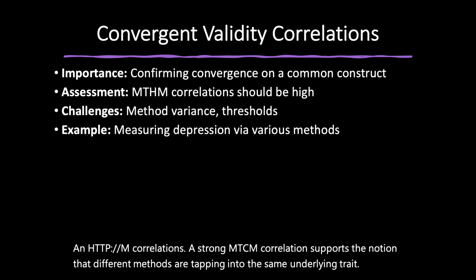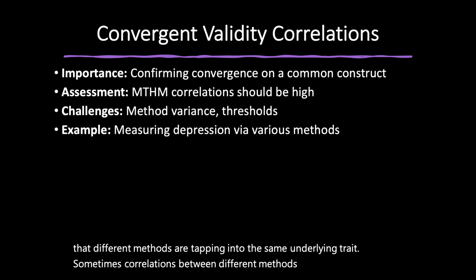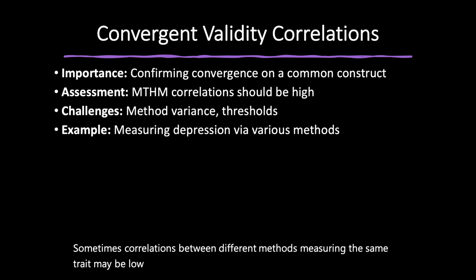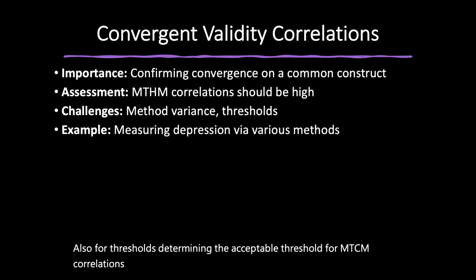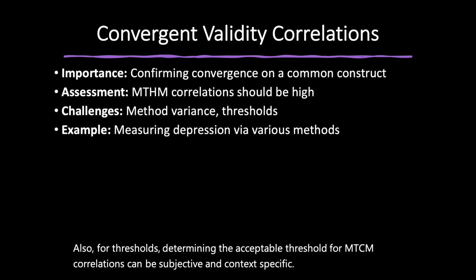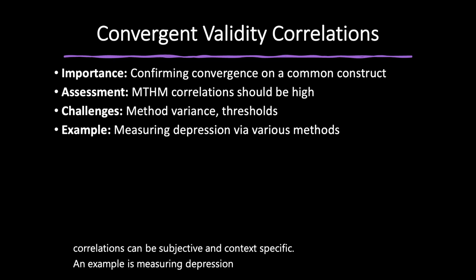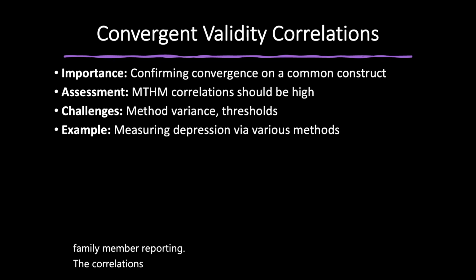Sometimes correlations between different methods measuring the same trait may be low due to specific method variance. Also, for thresholds, determining the acceptable threshold for MTHM correlations can be subjective and context specific. An example is measuring depression using self-report, clinician rating, and family member reporting. The correlations between these different methods for the same trait should be high.